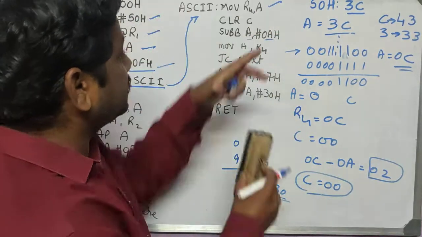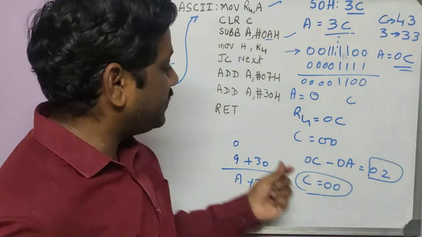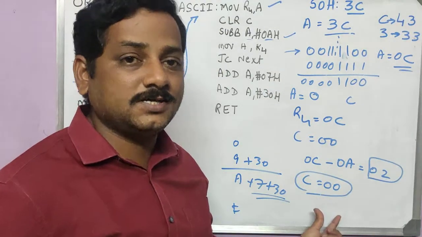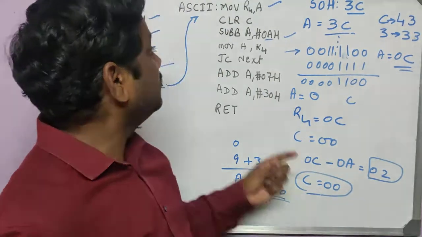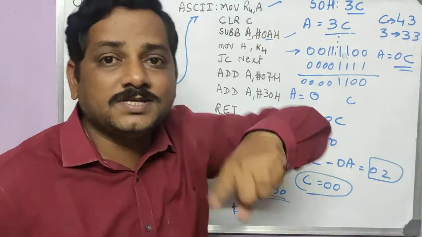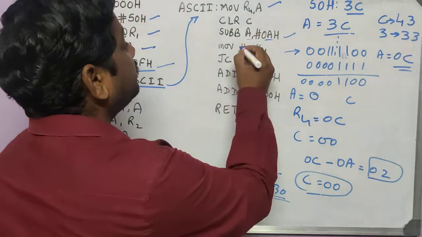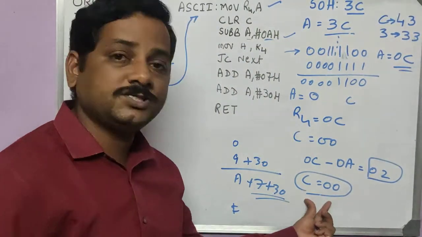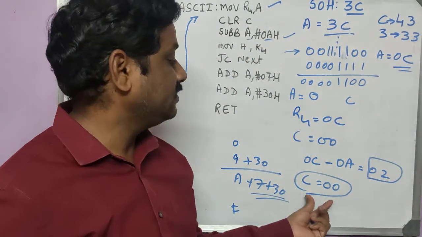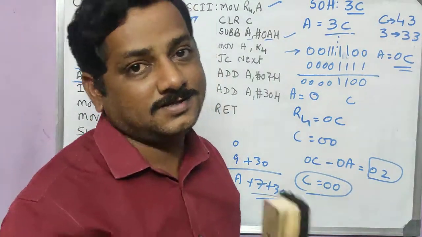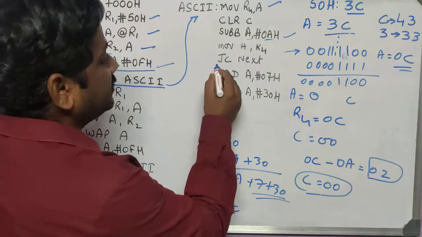According to this, once we subtract, a carry may be generated and the carry flag is affected. Carry is not generated here. Carry is 0, right? Because the accumulator value is greater than A, we will not get carry. If there is no carry, it means that it is greater than A, so you should add 7 and also add 30. I have written that condition here.